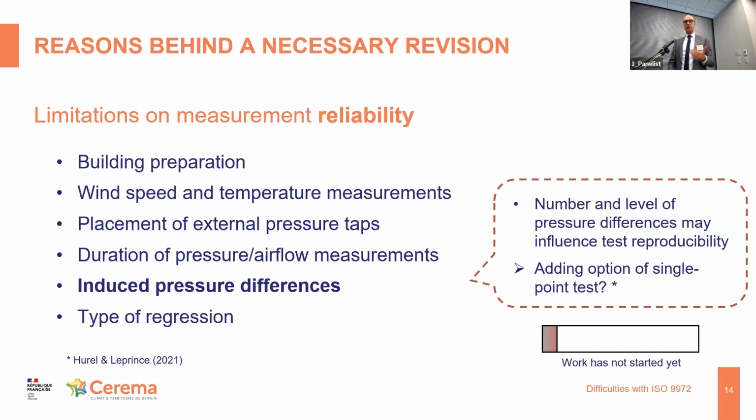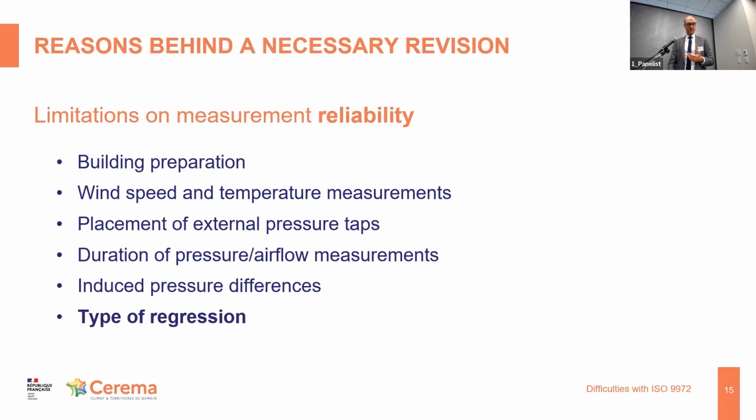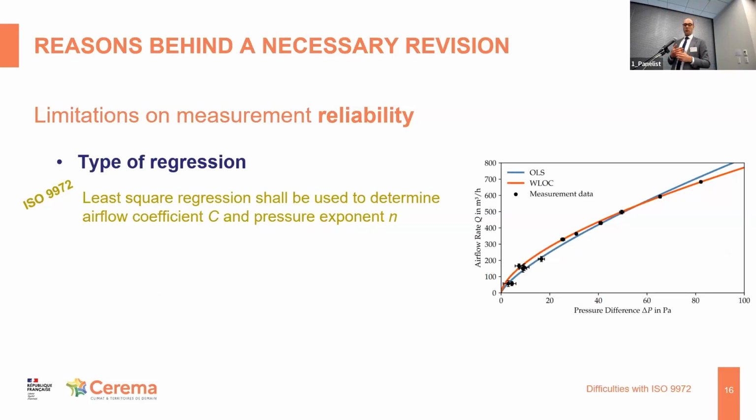Yeah, speaking of regression, if we are measuring multiple pressure points as required in the standard, we are performing a regression for all these pressure points to, for example, for the French regulation, obtain the airflow rate at very low pressure differences, at 4 Pascal, or in the Netherlands at 10 Pascal. The ISO standard recommends to use a least square regression to determine the airflow coefficient and pressure exponent in this regression.